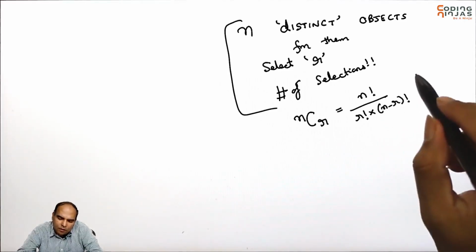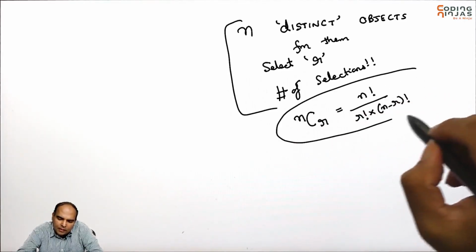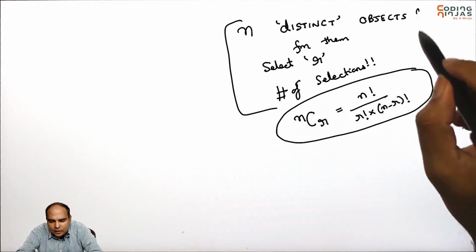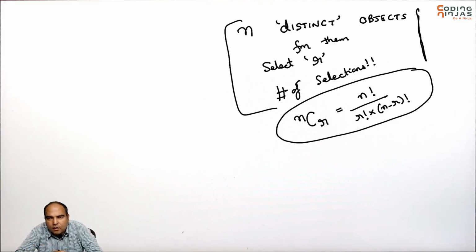So this is a formula that one needs to know, and it helps you count any counting situation where these conditions are met. You should have n distinct objects and you're selecting r from n distinct objects.